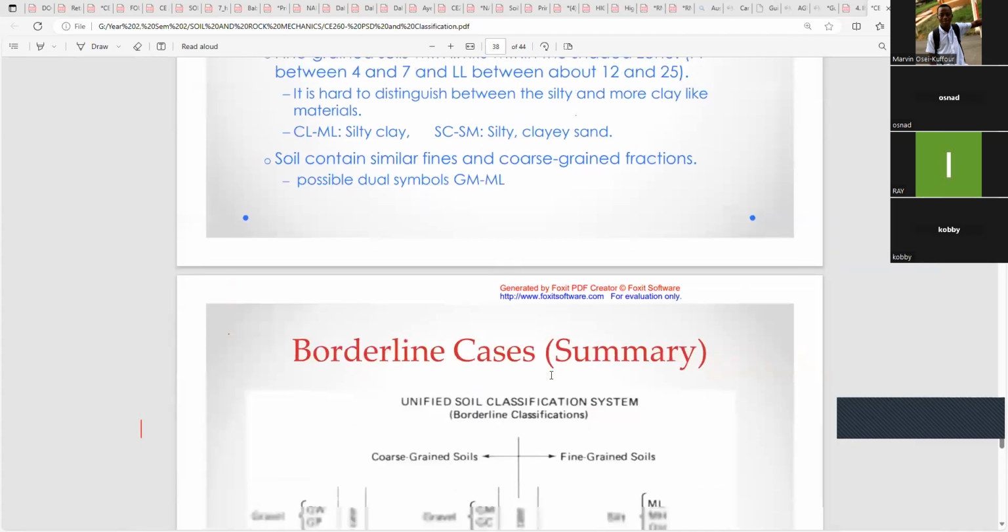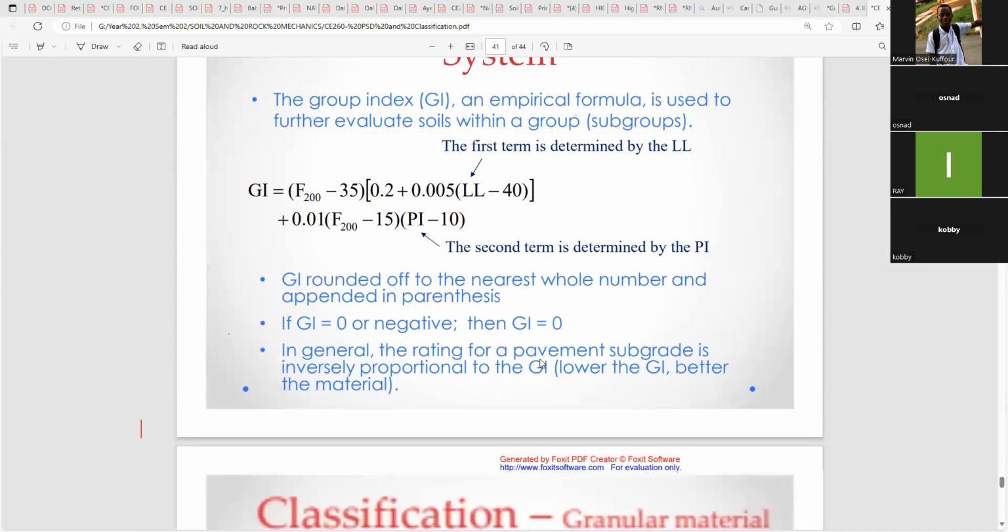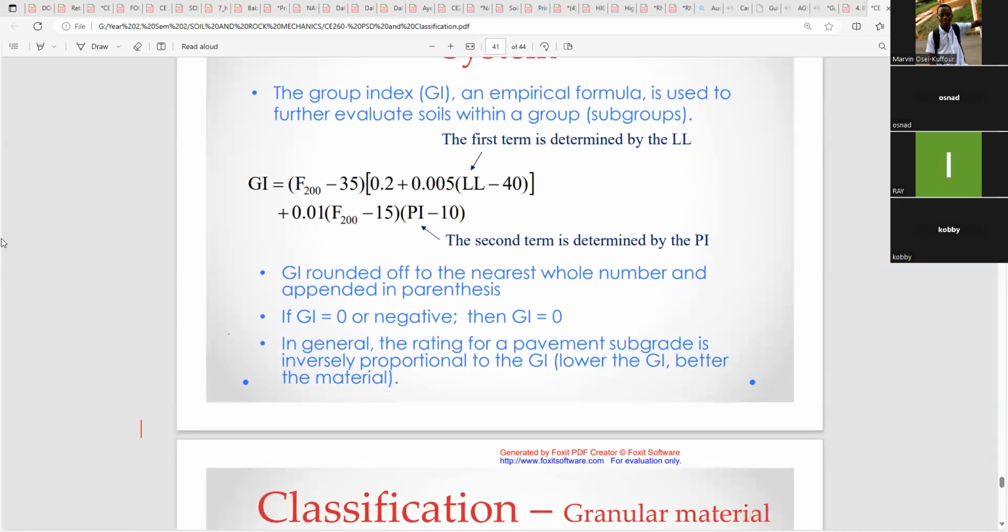Okay, so I'm just jumping straight to that. That one is very, very simple compared to the Unified. The Unified is very terrifying. The AASHTO is the best; you do it and you feel like you've done something. Very simple. You just have to know this formula that I've put up. The GI equals F200 minus 35, into bracket 0.2 plus 0.005 times your liquid limit minus 40.